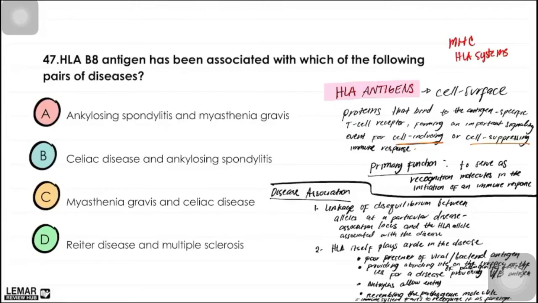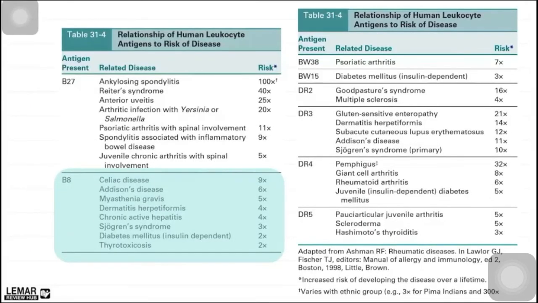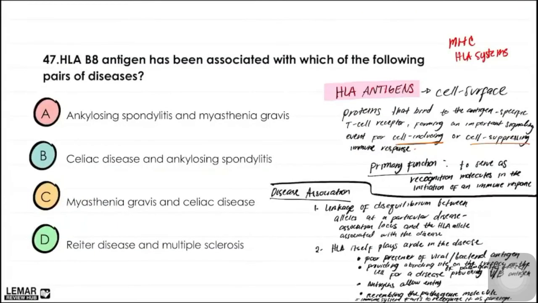The observation that some diseases are distinctly more common in individuals with a particular HLA allele or haplotype would allow studies on HLA and disease associations. So we have outlined here, this is from Turgeon, table 31-4. They have summarized the HLA antigens and the related diseases. Later we will look at which HLA antigens are related to our options. So, let's discuss first the disease association of HLA antigen.